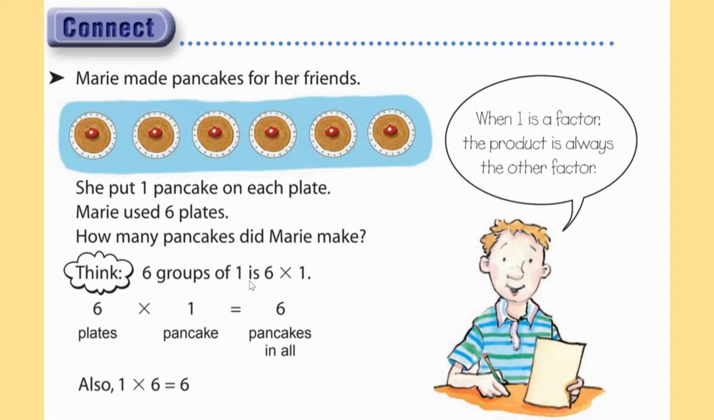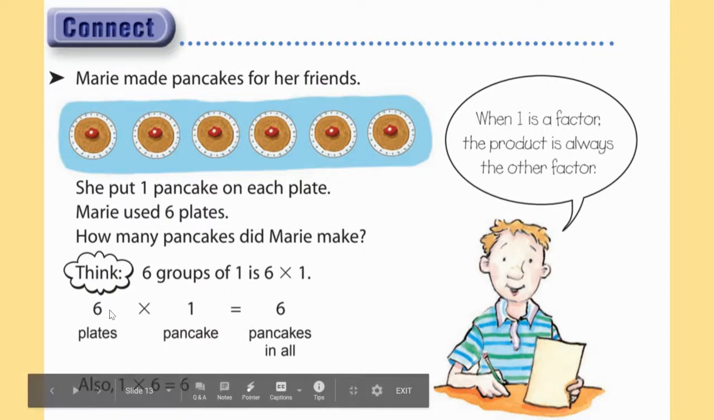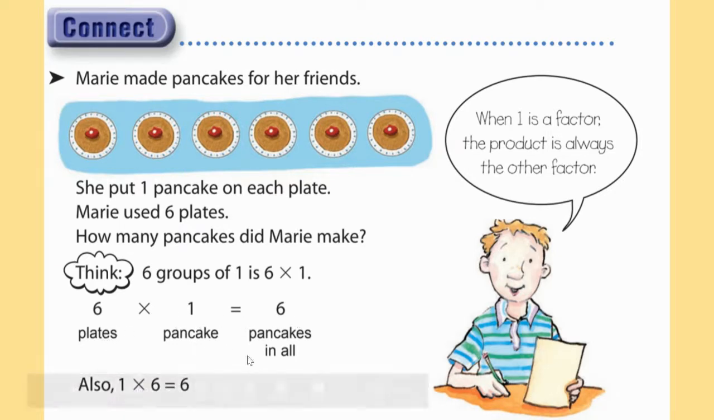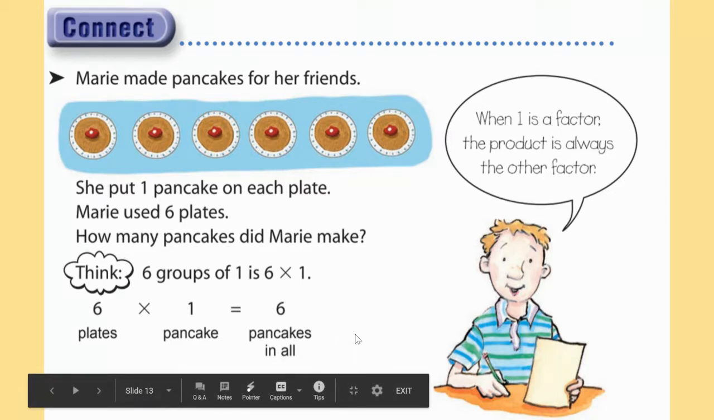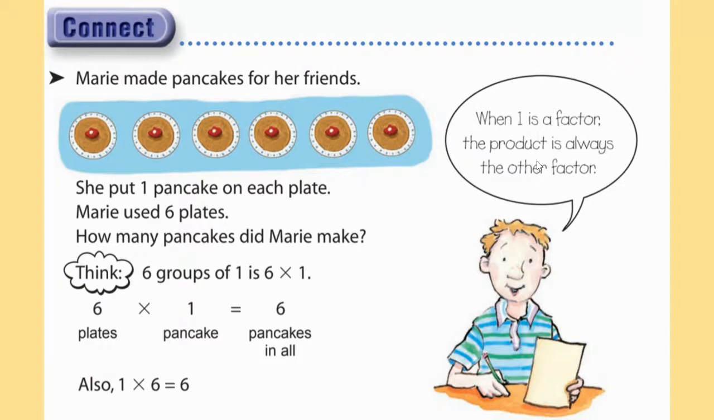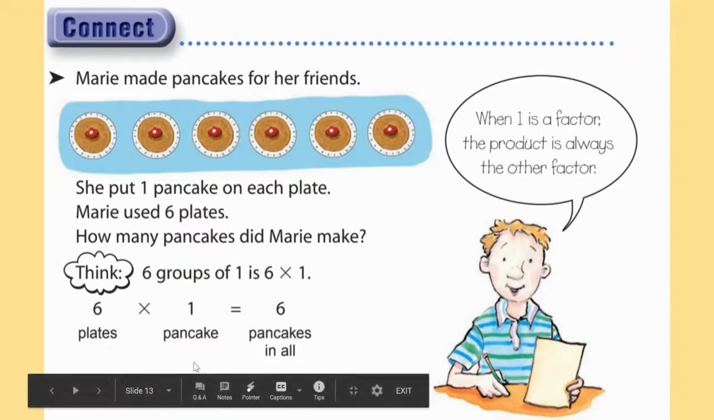So 6 groups of 1 is 6 times 1. 6 times 1 equals 6. So 6 plates times 1 pancake per plate equals 6 pancakes in all. So when 1 is a factor, the product is always the other factor. So that 1 times 6 equals 6. Great.